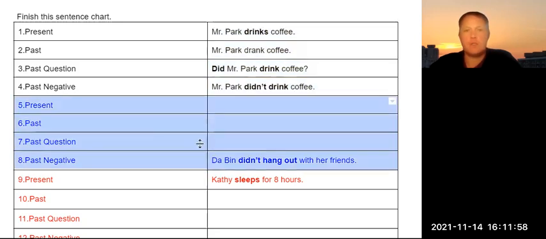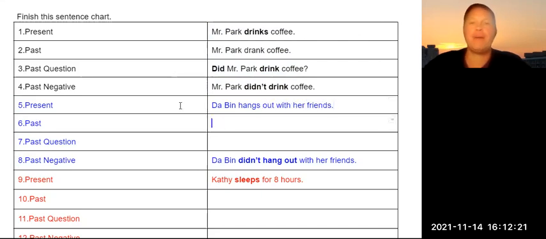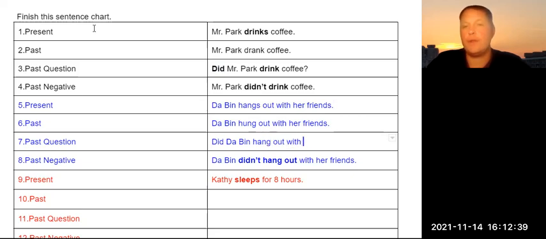finish the blue set. So I've given you the past negative. Dabin didn't hang out with her friends. Now make the other sentences. You can pause the video if you need to. Either way, here are the answers. Dabin hangs, it's a she, hangs out with her friends. And in the past, Dabin hung out with her friends. And the past question form, did Dabin hang out with her friends?